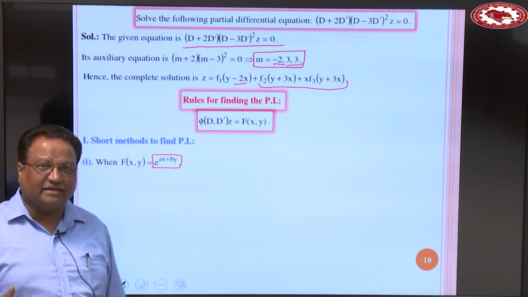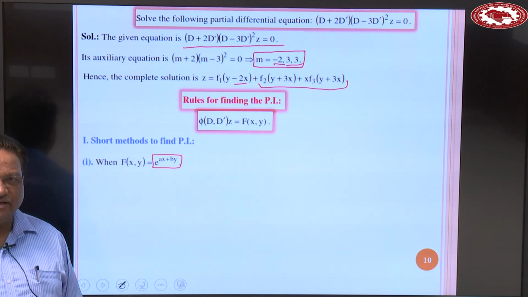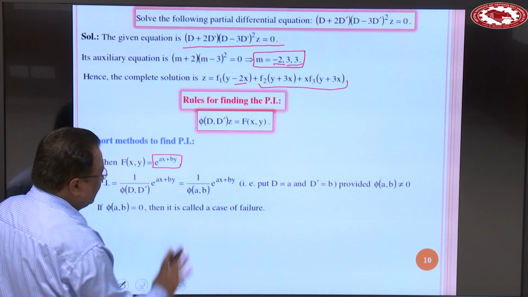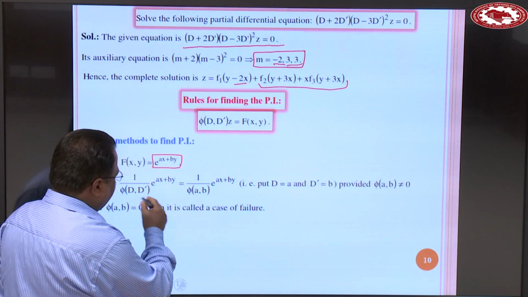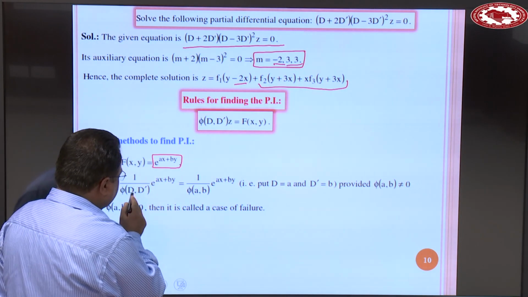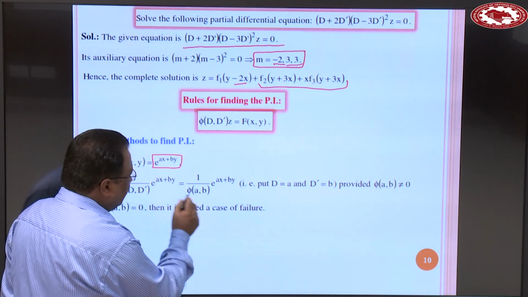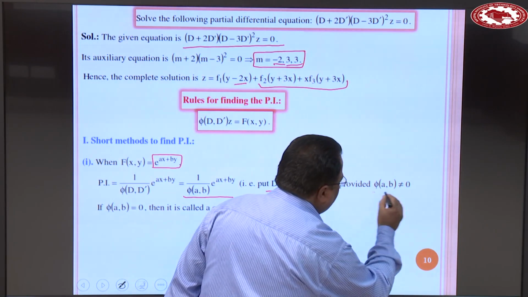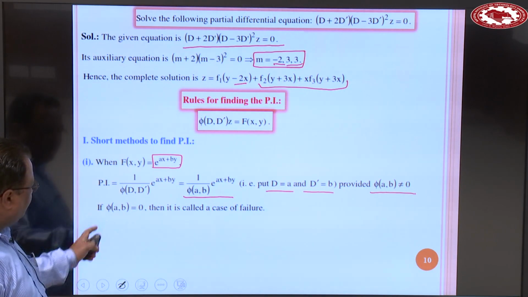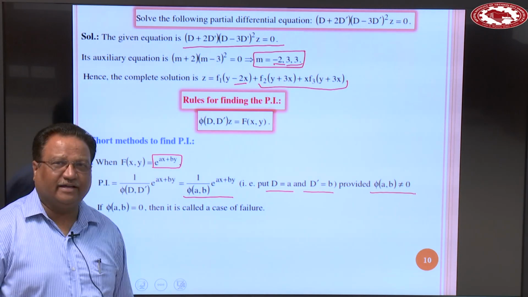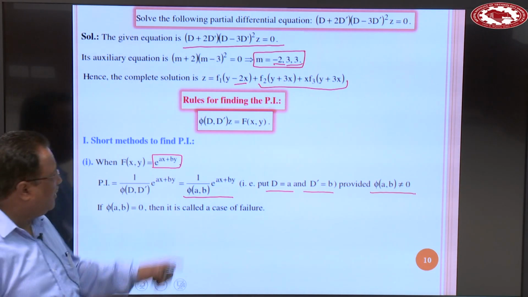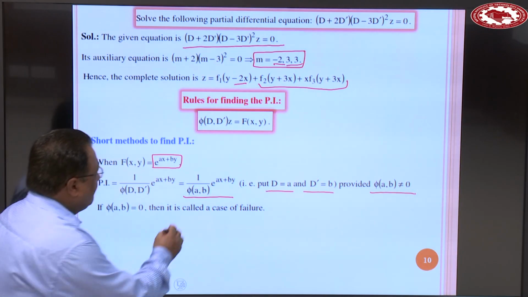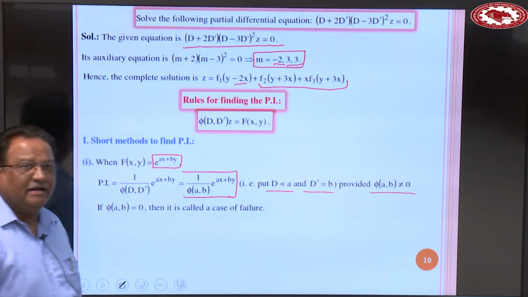If the result is given in this type, then you can write the particular integral. Particular integral is 1 over phi D D dash e raised to power ax plus by, and this is 1 over phi a b. So replace D by a and D dash by b. Clear? So we obtain this result, that is, put D equal to a, D dash equal to b, provided phi a b is not equal to 0. If phi a b is equal to 0, then it is called a case of failure. So when the function is given as e raised to power ax plus by, the particular integral can be written by this method, by this result.